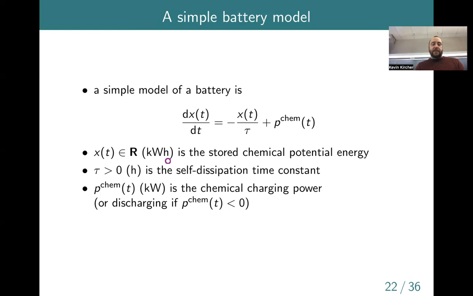And x is the chemical potential energy that's stored from these chemical reactions. And tau is called the time constant, which has to do with self-dissipation. What this basically means is if you have a higher charge in the battery, there's some chemical potential, and that leads to self-discharging or dissipation, unplanned discharging of the battery. And that's faster when you have more charge stored in the battery.